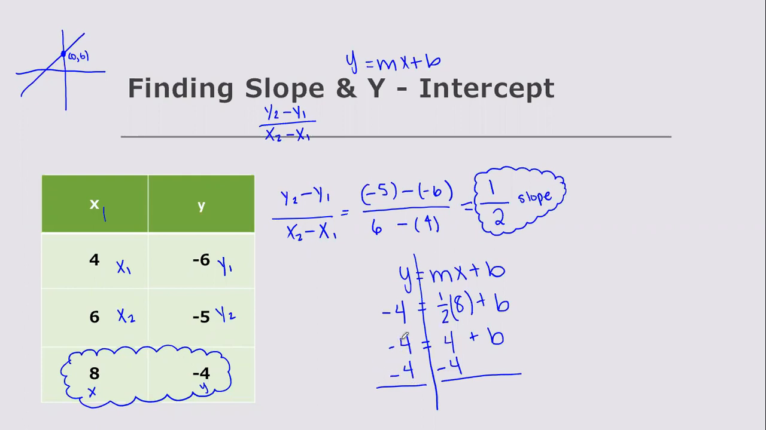So -4 minus 4 is -8. 4 minus 4 cancels out. That means -8 equals b. This is my y-intercept. Here is my y-intercept.